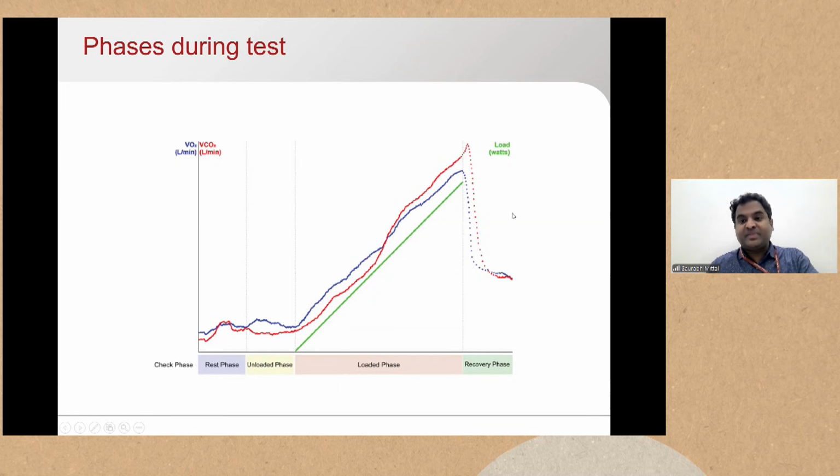And once the patient reaches the peak exercise, then we put them in the recovery phase and the patient starts recovering from the exercise. So this is very basically how the test is actually performed and how the test generally looks while it is being done in a physiology lab.